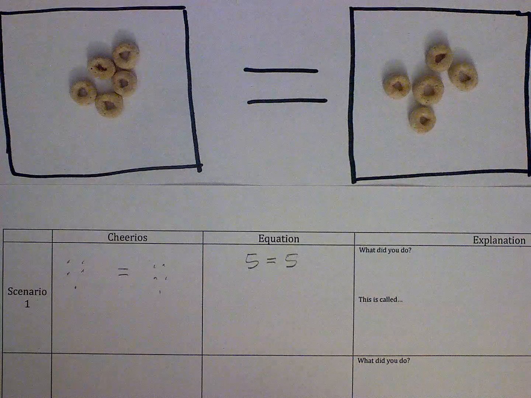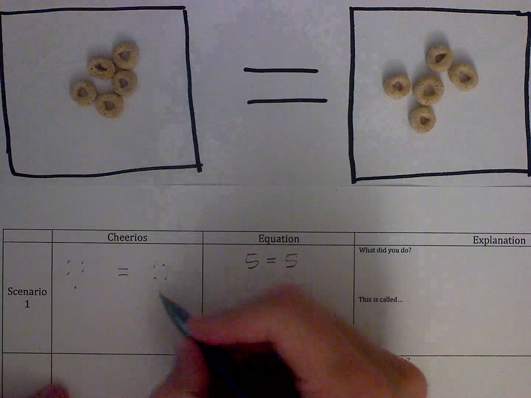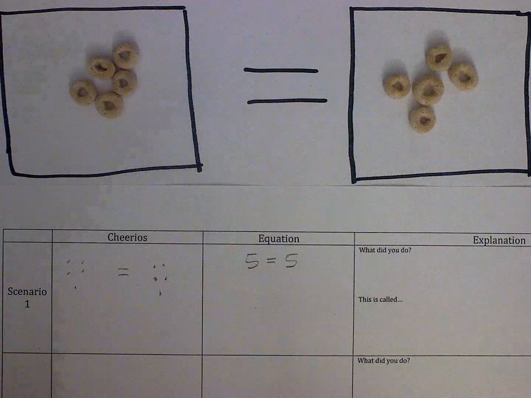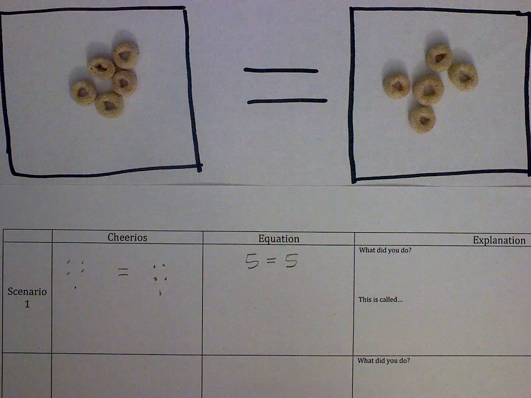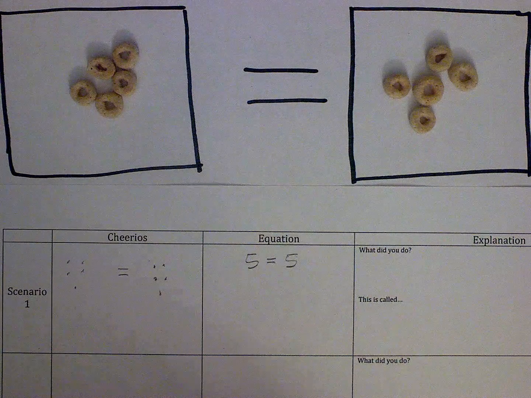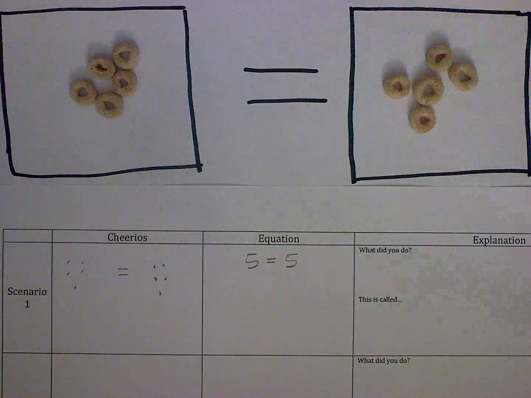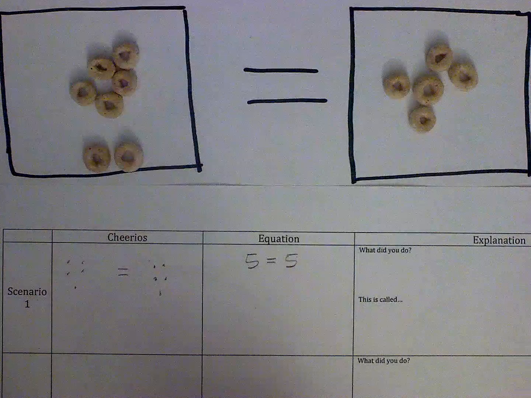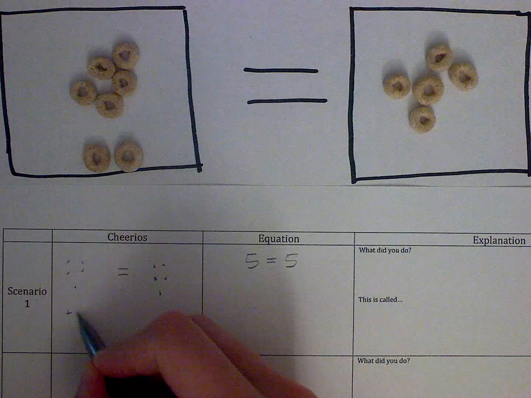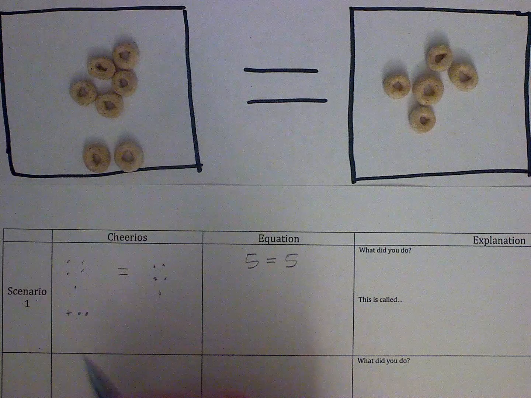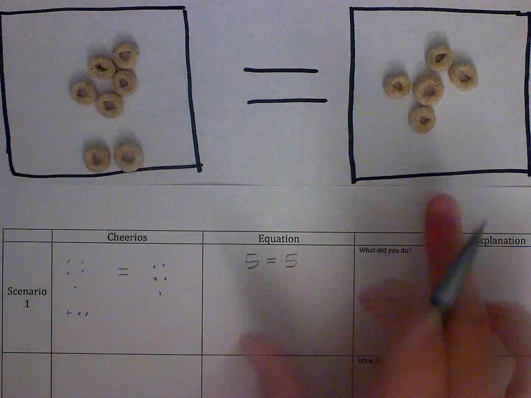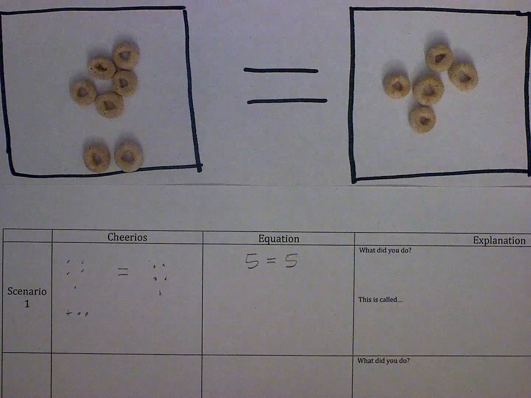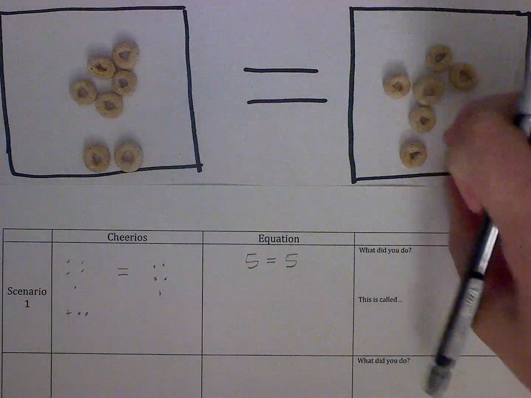So now the question is, what can I do to both sides of the equation that keeps it an equation? They still have to be equal. So let's talk about some things I can do. So let's try this. What if I add 2 Cheerios to this side? What do I have to do to the other side to make it equal? Well, notice I would have to do the same. I would have to add 2 Cheerios, right?